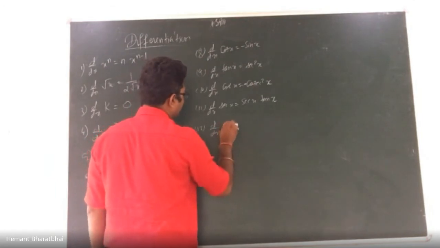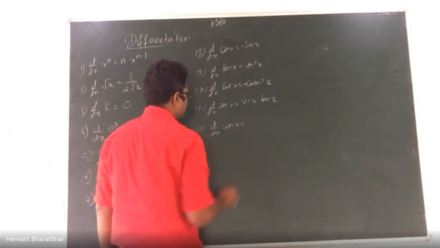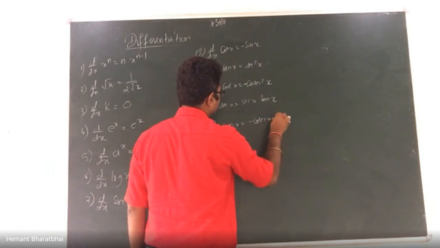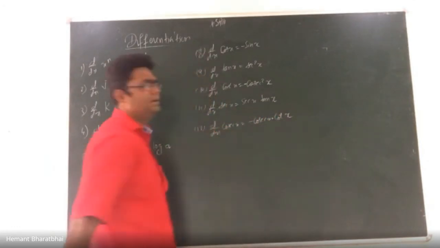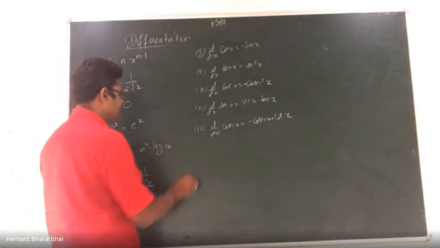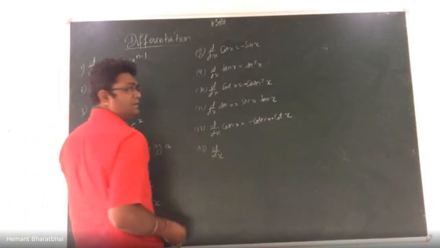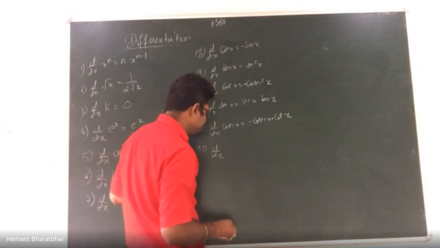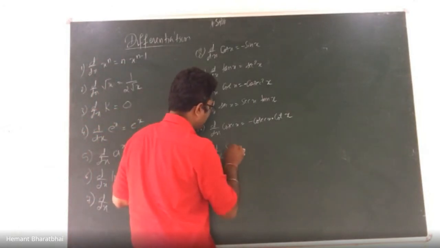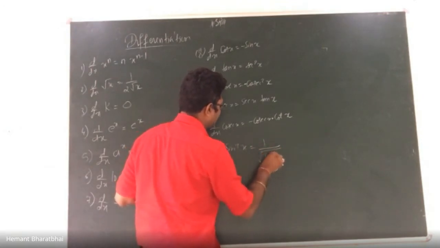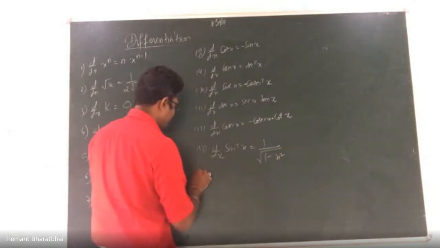The derivative of cosec x is minus cosec x into cot x. Then the derivative of sin inverse of x is 1 upon under root of 1 minus x square.